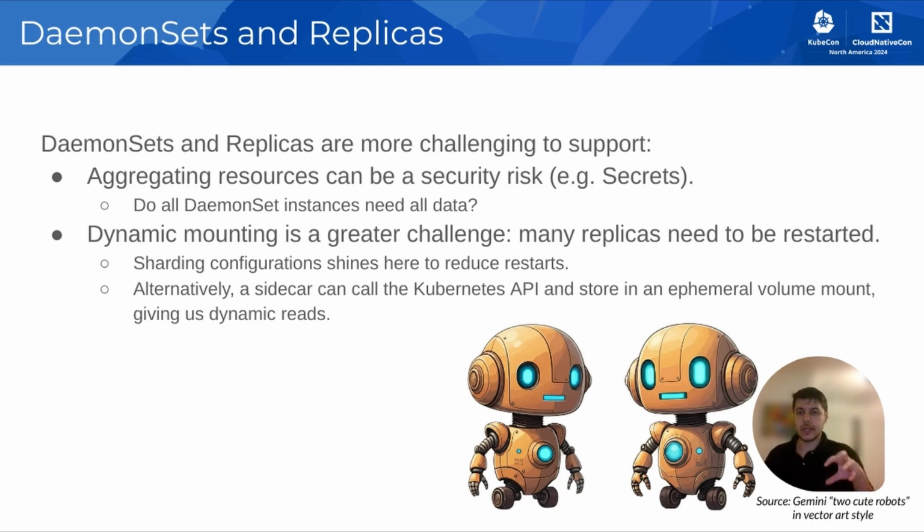Alternatively, you can use a sidecar. And a sidecar is a special container running within the same pod of the application container, and it calls the Kubernetes API. It gets the result, stores it in an ephemeral volume mount, and then you mount that volume to the application. So you have a sort of other application doing all the fetching and all the updating, and then your application just runs as usual.